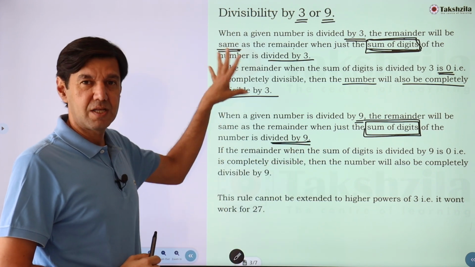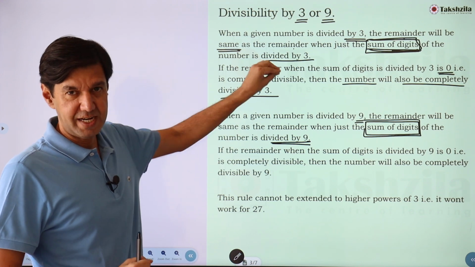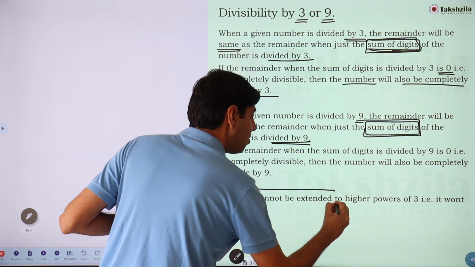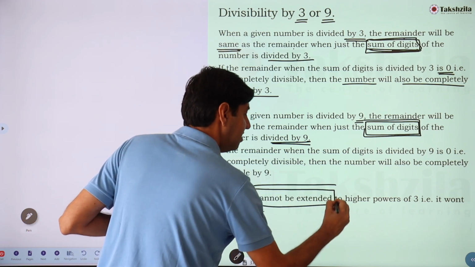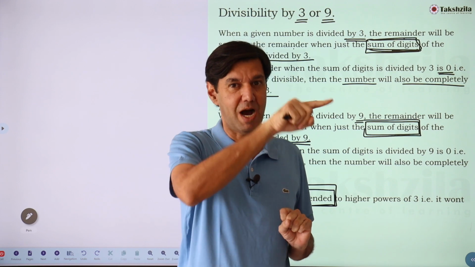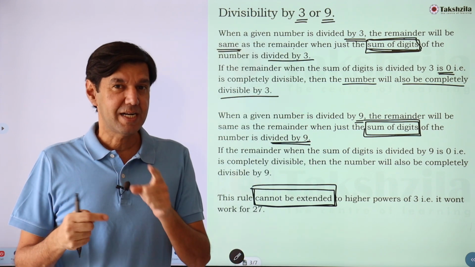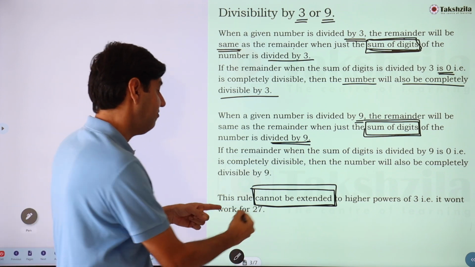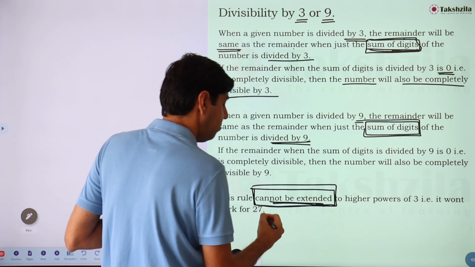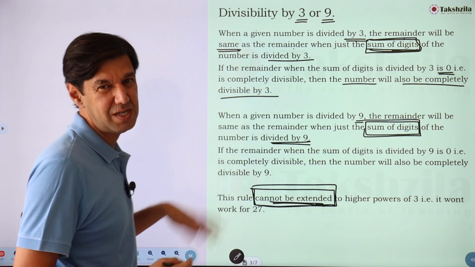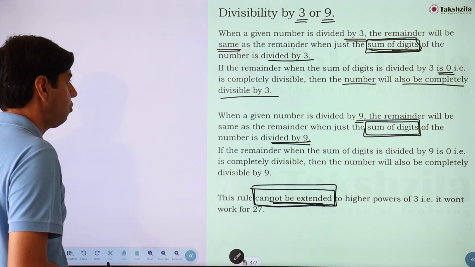Right? So for 3 and 9, it's the sum of digits divided by 3 or divided by 9. And this rule cannot be extended, just because 3 and 9 follow that same pattern as powers of 2 and powers of 5. So one might get a wrong idea: 3 to the power 1, 3 squared, 3 cubed, 27. No, this rule cannot be extended. And why these are insights, students? Why these rules work? You'll have to watch the videos in the course for that.